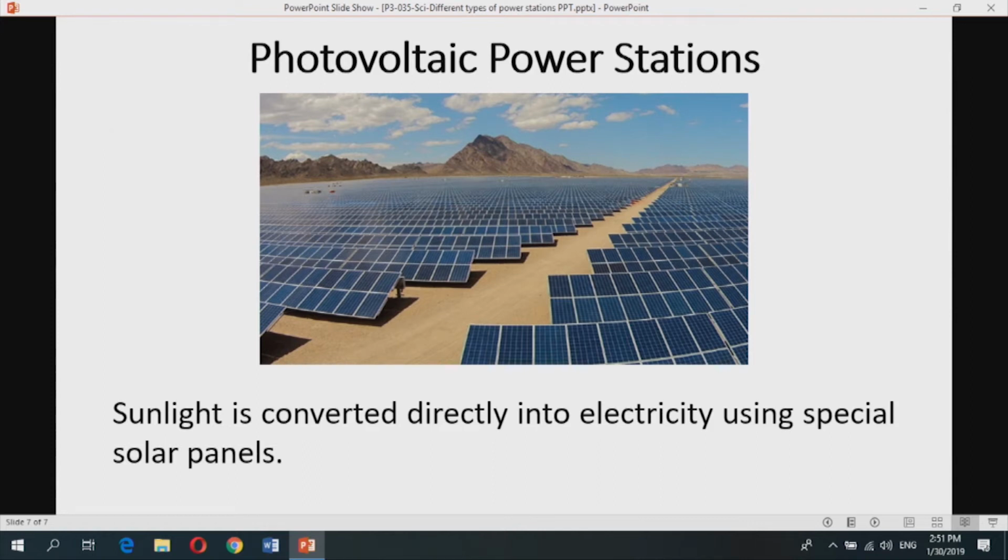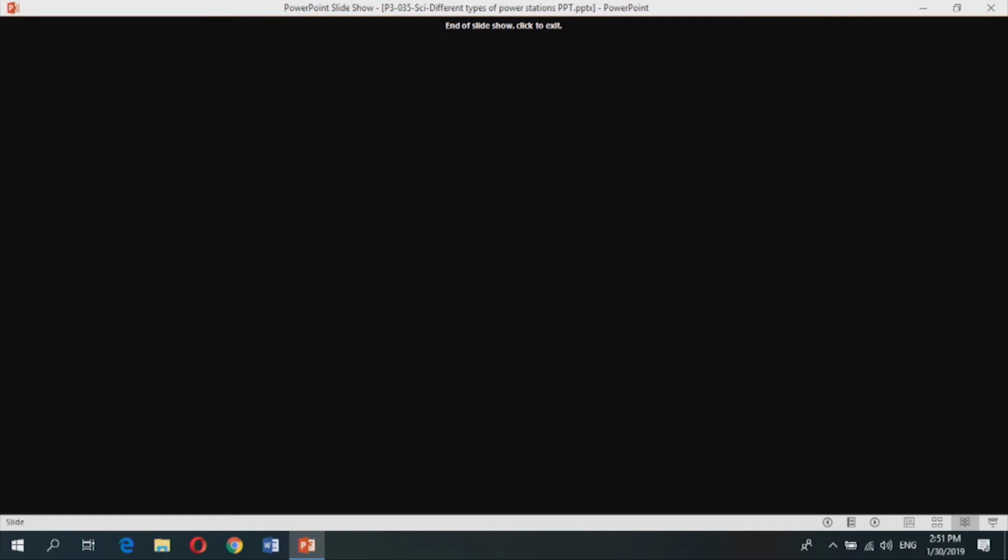And one more, ready for this word? Photovoltaic power stations. Sunlight is converted directly into electricity using special solar panels. You can see here in the picture, these are the solar panels that use the sunlight to convert to electricity. Any questions, guys? No. Excellent, well done.